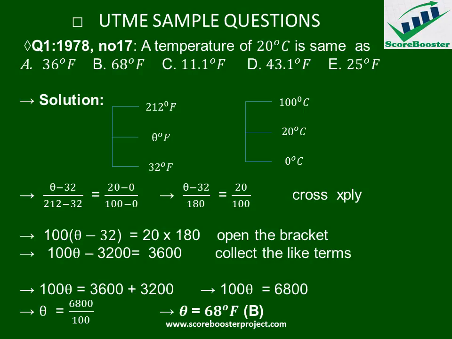Then we collect the like terms. 100 theta equals 3600 plus 3200, so 100 theta equals 6800. Then we make theta the subject by dividing both sides by 100, to get theta equals 6800 divided by 100, which gives theta equals 68 degrees Fahrenheit, making option B the correct answer for this particular question.